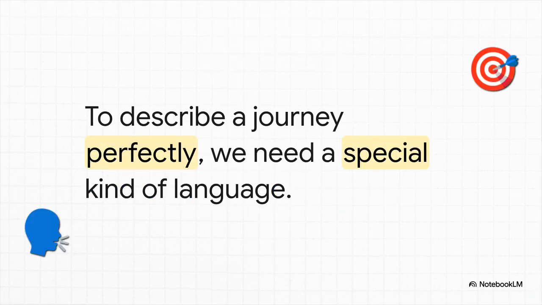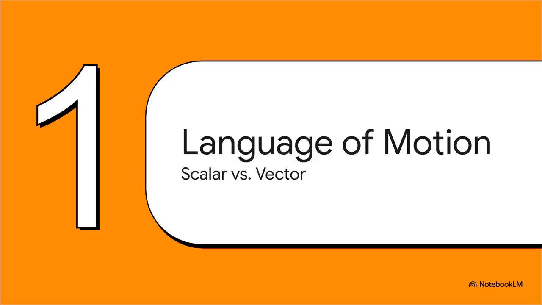So, to solve this puzzle, physics gives us this really precise language. It's a way to communicate not just the how much, but also the which way. And with this language, we can describe any journey with total clarity, whether it's just a walk to the shop or a planet orbiting the sun. And the foundation of this whole language, it all boils down to two key concepts that we're going to break down right now: scalars and vectors. Seriously, if you get this difference, you've unlocked the key to everything else.